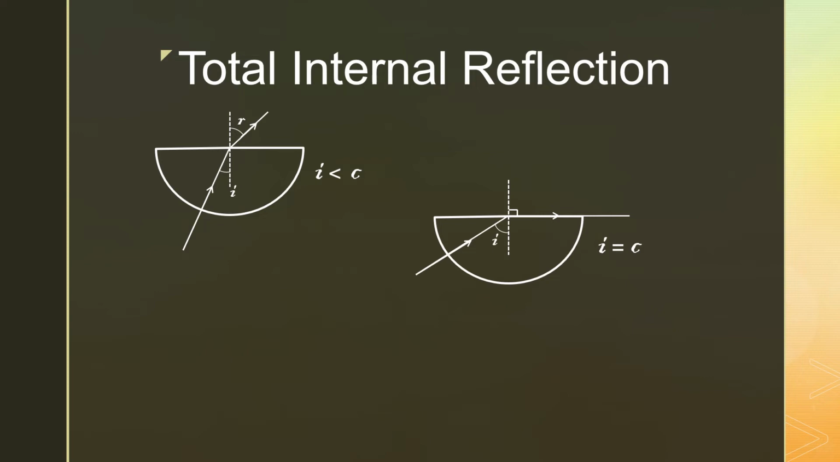And finally, what happens when we exceed the critical angle, i.e. when the angle of incidence is bigger than the critical angle, we get total internal reflection occurring.